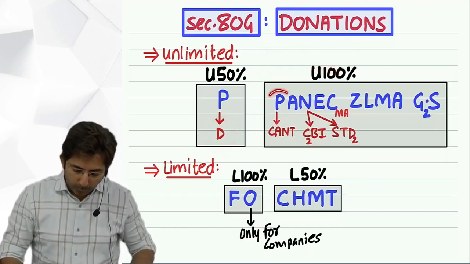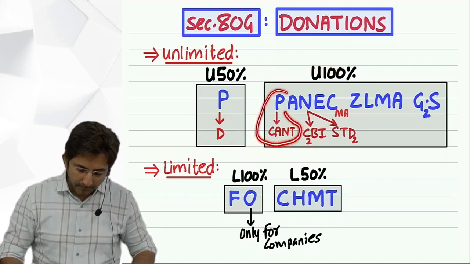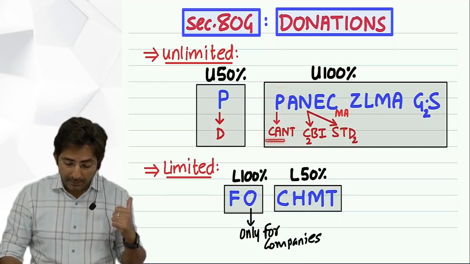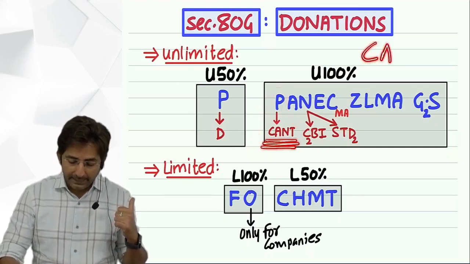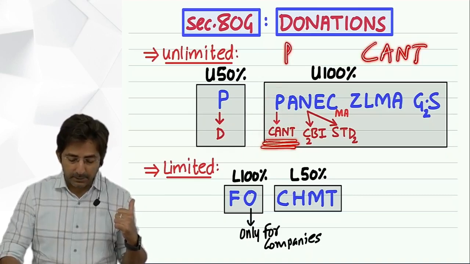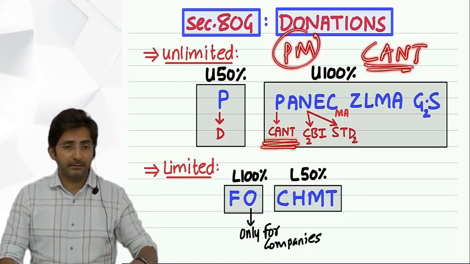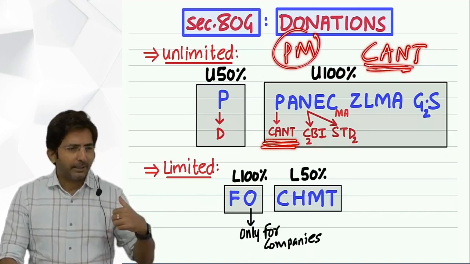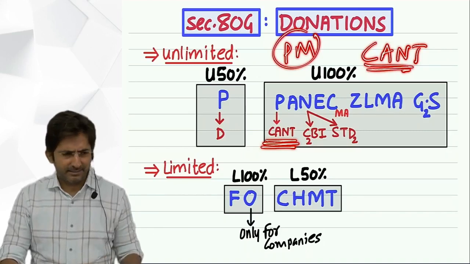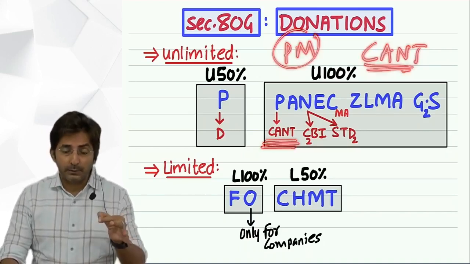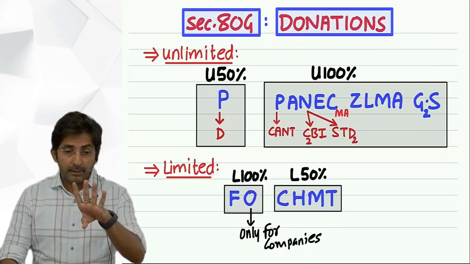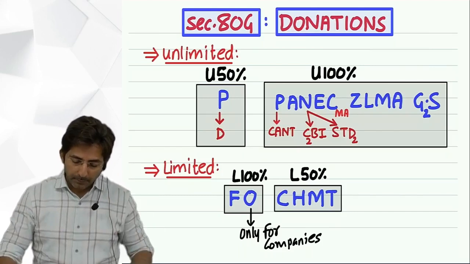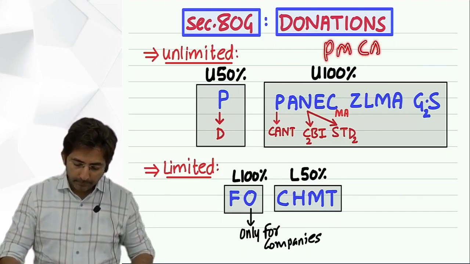Then there are 4 more donations starting with Prime Minister. Can you see PM, CANT, all starting with Prime Minister. Prime Minister can't. In fact, our Prime Minister can, but our keyword says Prime Minister can't. Now in CANT, C stands for, there are 4 donations. Try to memorize along with me. So first C stands for PM Cares Fund.